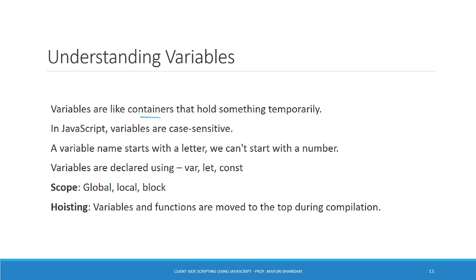Variables are like containers that hold some value temporarily. In JavaScript, variables are case sensitive. There are some rules to define variables. It should always start with a letter. We cannot start it with a number. And in JavaScript, variables are declared with 3 keywords. You can use var or let or const. But all these three have different properties, different rules, different scopes. Basically, scope is of two types, global and local. But in JavaScript, we also have block scope.